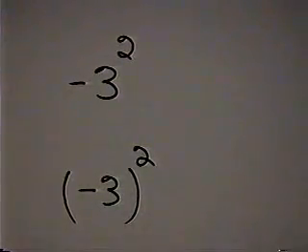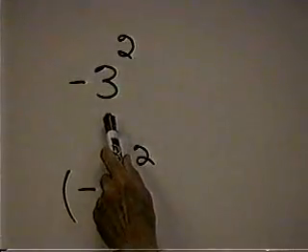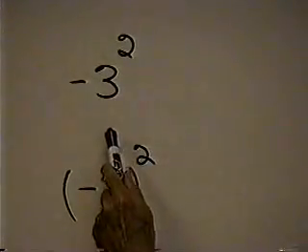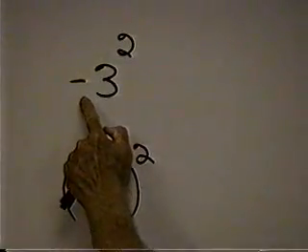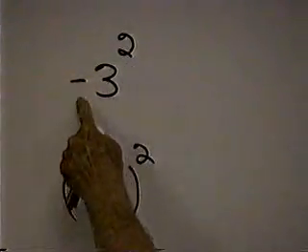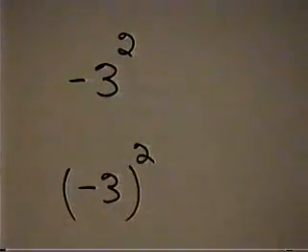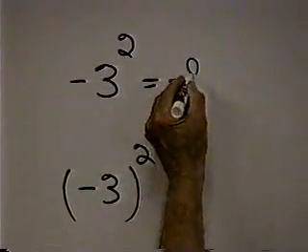All right, looking at the examples. Big difference between these two. What this says is you have a minus this. So what you have is a minus 3 squared. The minus is not squared, just the 3. So the answer to this one is negative 9.